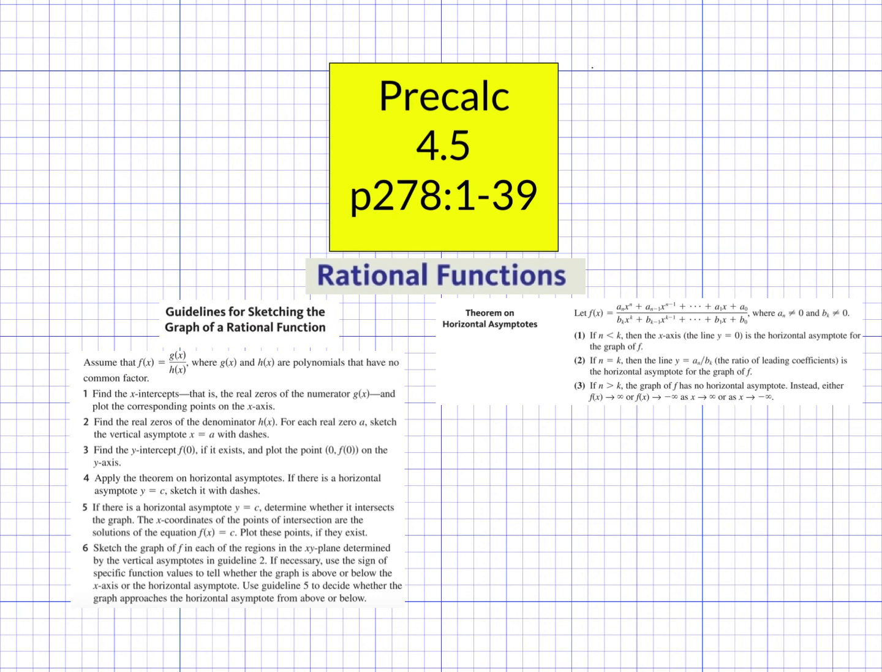Okay, welcome to 4.5. What we see here is rational functions, which is just dealing with fractions in equations. So equations that have fractions in them, we're going to graph them, and we've been talking about these all along. So these guidelines are very good for us to understand some things.